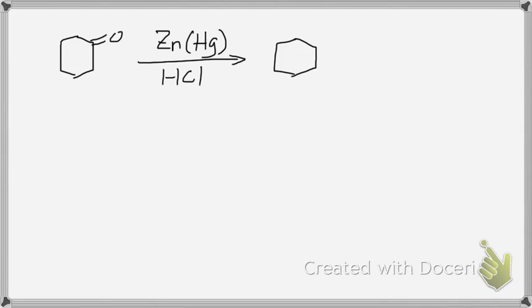So let's take a look at a couple of examples. Say we have cyclohexanone and we reduce it with zinc mercury and HCl. The product will be cyclohexane. The oxygen is removed completely. To do this reduction, we can also use the Wolff-Kishner reduction. It will not have any difference.